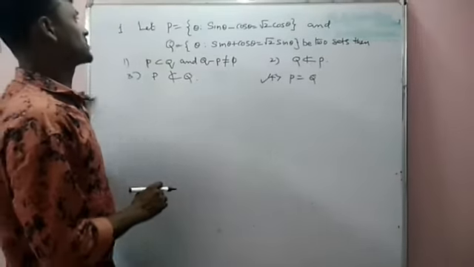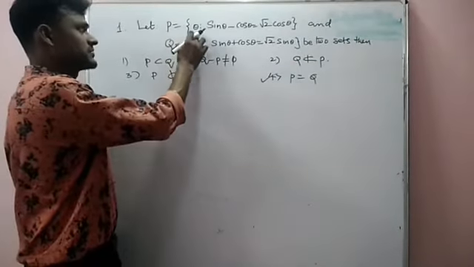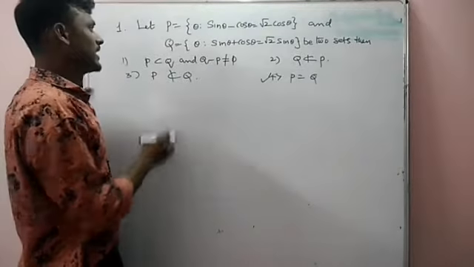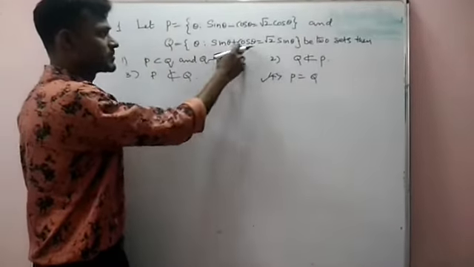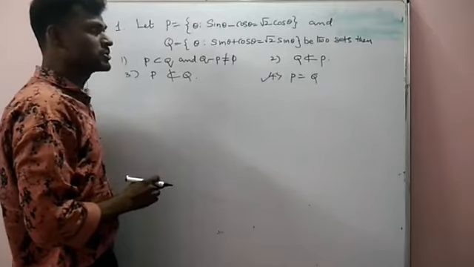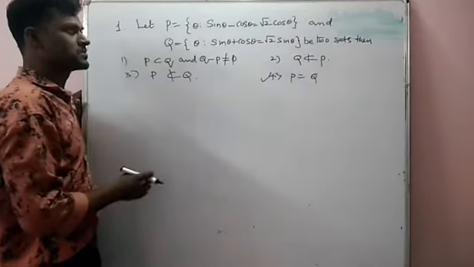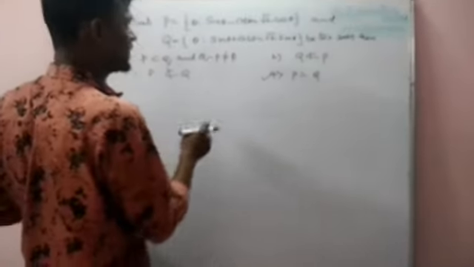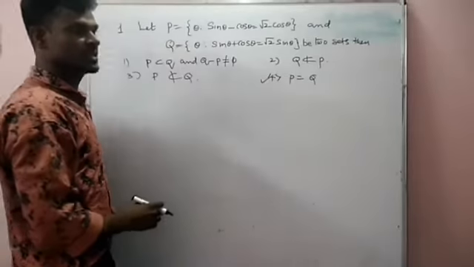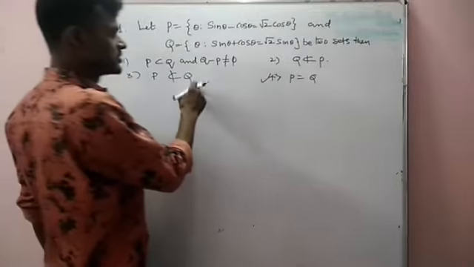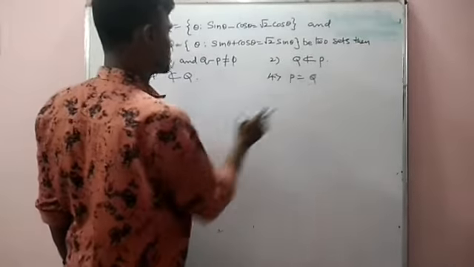First one: let P be the set of theta such that sin theta minus cos theta is equal to root 2 cos theta, and Q is the set of theta such that sin theta plus cos theta is equal to root 2 sin theta. We have two sets. First option is P is a subset of Q and Q minus P is not equal to pi, second option is Q is not a subset of P, third option is P is not a subset of Q, and fourth option is P is equal to Q.